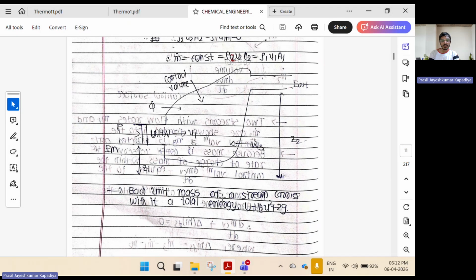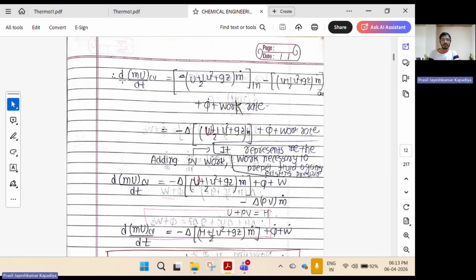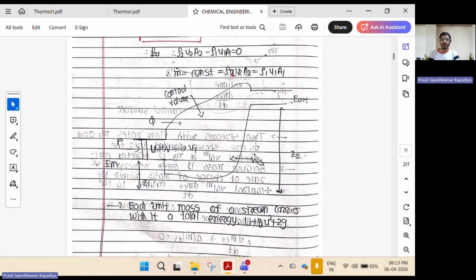Then if we look at this for an open system, each unit mass of a stream carries with it a total energy: U, its internal energy, half u square because of kinetic energy, and gz because of elevation. So we can write d of mU by dt of the control volume is equal to the quantity U plus half u square plus gz entering the system with its mass flow rate, minus the same quantity, U plus half u square plus gz into m dot, moving out of the system, plus some heat added to the system, plus some work rate.